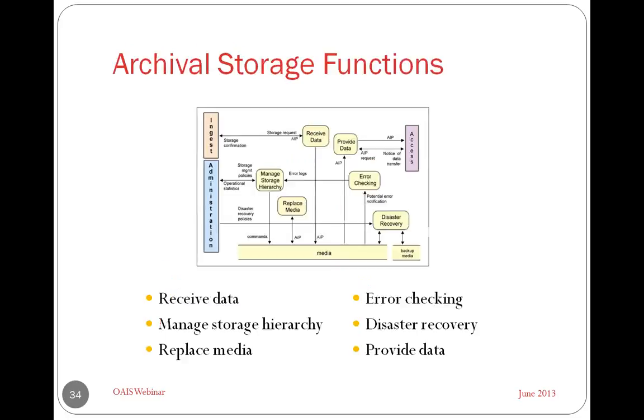Archival storage functions receive data as AIPs from the ingest functions, add them to the permanent storage, and manage the storage hierarchy. They also replace media, perform error checking, handle disaster recovery, and provide data for the consumer. So you think of the archival storage functions as the content is being stored and maintained. Again, what happens to the objects over time?